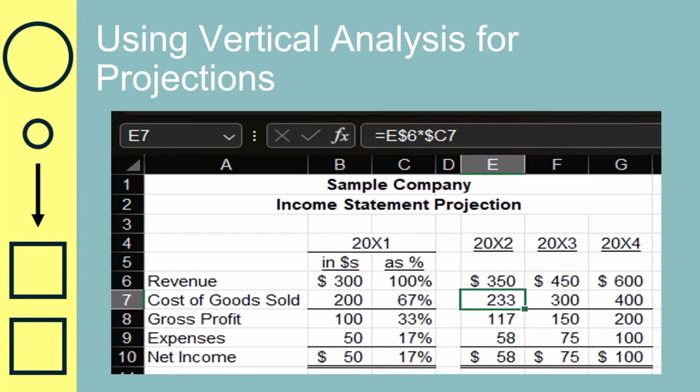The income statement in column B has been converted into a common size statement in column C. The base number is total revenue. The formula for the common size cost of goods sold, which is C7, is B7 divided by B6.